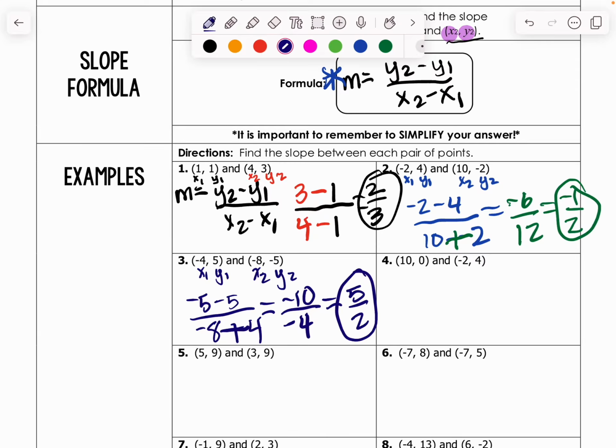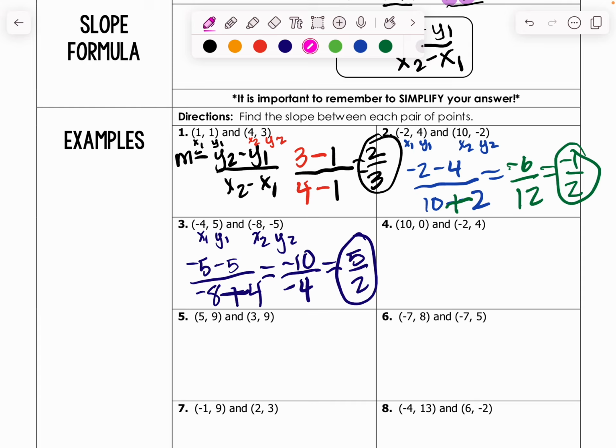Okay. We'll do one more like this, and we'll do 5 and 6, and then you will try. So we have x1, y1, x2, y2, 4 minus 0 over negative 2 minus 10. So we get 4 over negative 12, which simplifies to negative 1 over 3.